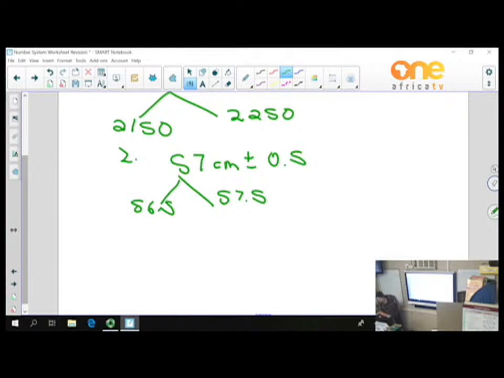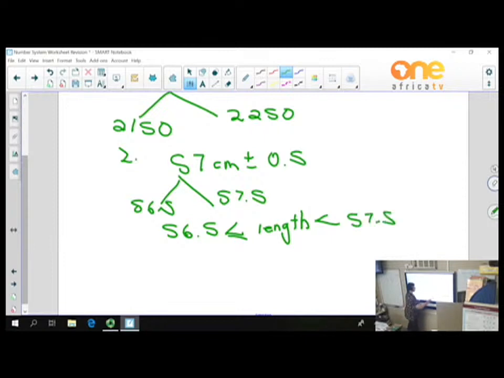Now at question 2, they have another way of writing it. You will see there. So we start with the smallest one. 56.5 is less than or equal to the length, which is less than 57.5. That's the way they ask it there. So often in the exam they will ask the question like this, that you'll have to put it in an inequality.